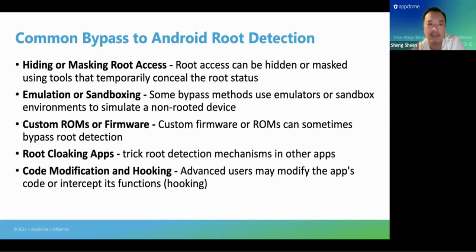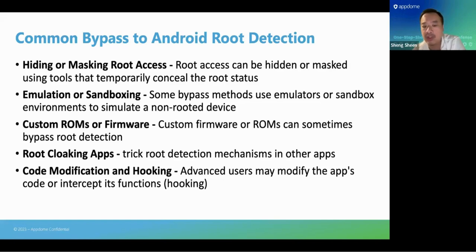So what are some of the common bypasses that we see with Android root detection? Well, certainly they can try to temporarily hide or mask root access. These types of tools are designed to trick root detection tools to provide the user with a temporary illusion of non-rooted status. Emulation or sandboxing, right? By using emulators or sandbox environments, things like VMs, etc., they can simulate a non-rooted device, thereby circumventing root detection tools. And certainly, again, these methods can potentially be misused.